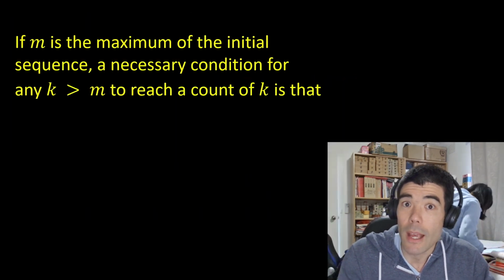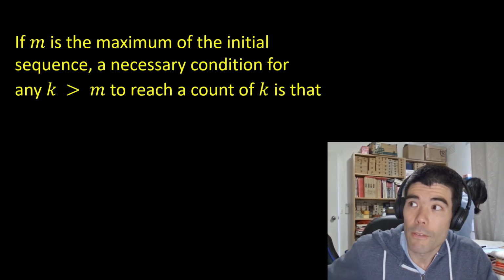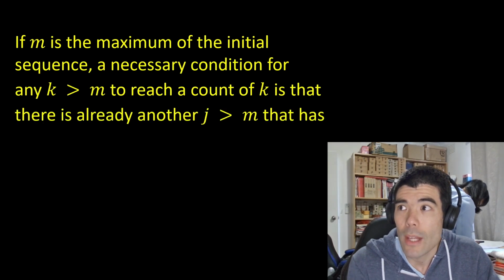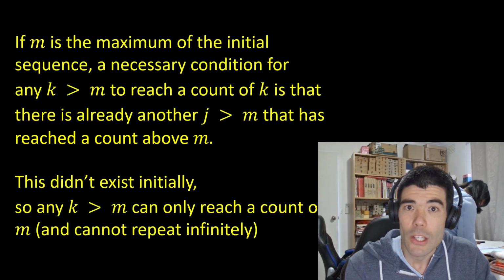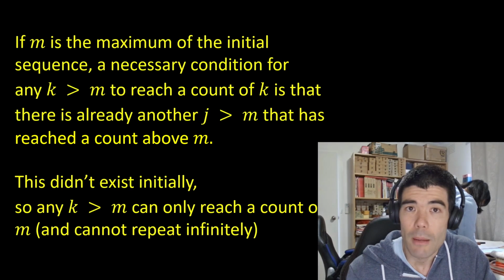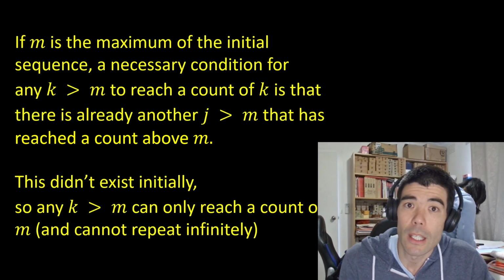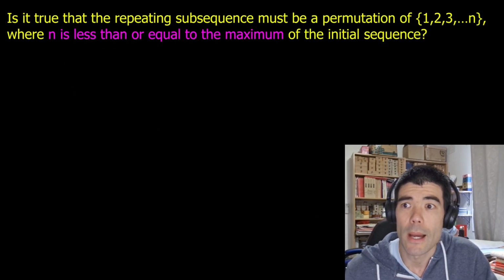So in general, if we say m is the initial maximum of the initial sequence, in order for any k greater than m to reach a count of k, there would already have to be another j greater than m that has reached a count. But initially we did not have this, so it's not possible for any k greater than m to reach a count of m, so therefore it cannot be part of that infinitely repeating sequence. So that's good. N has to be less than that initial maximum.